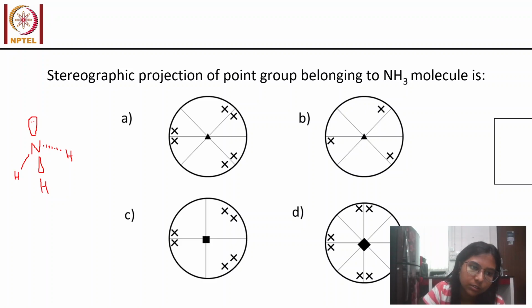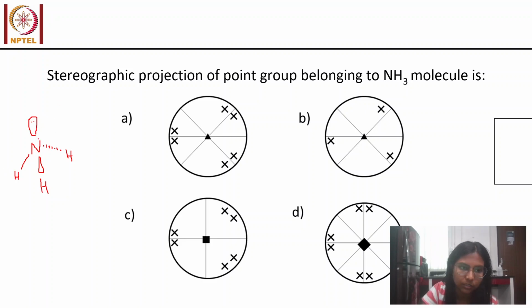If we consider the nitrogen atom to be in the plane of the laptop screen, which we are seeing now, then this hydrogen is also in the plane. Now this hydrogen is in front of the screen and this hydrogen is at the back of the screen. So what is the molecular symmetry here?